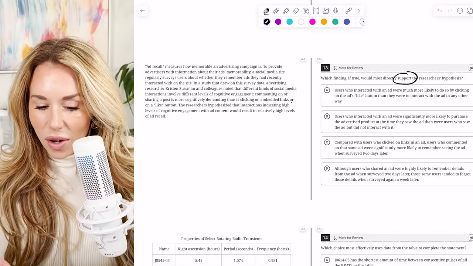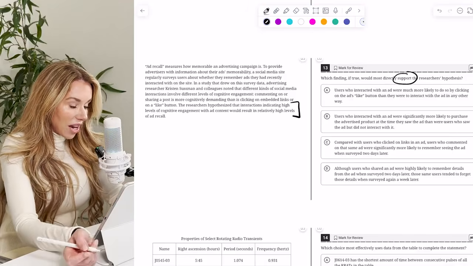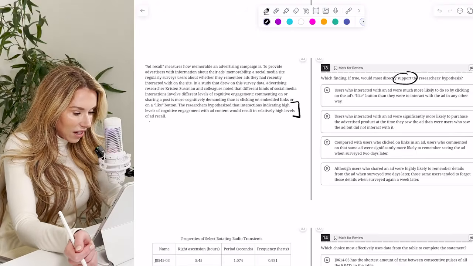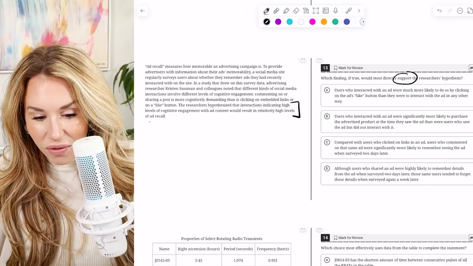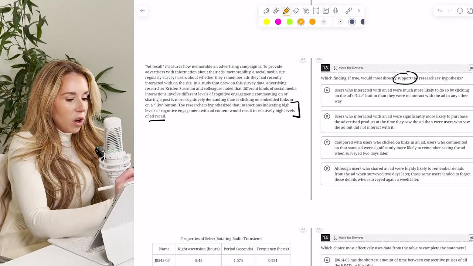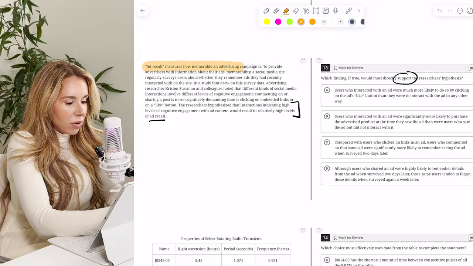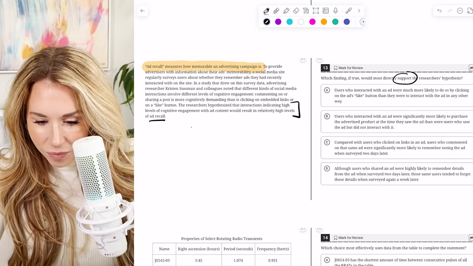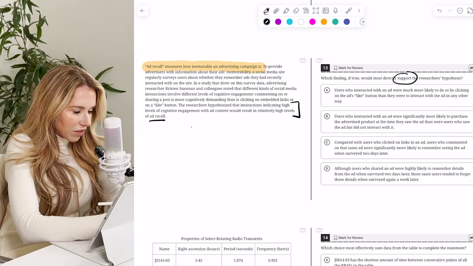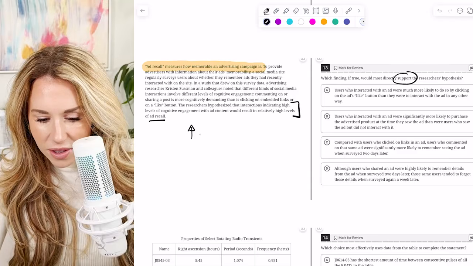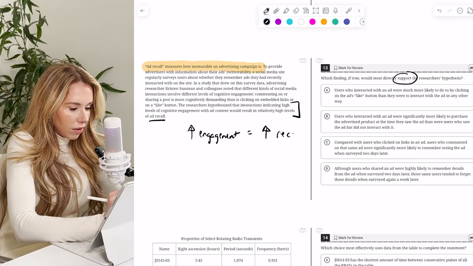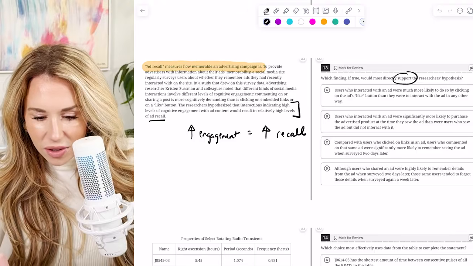Okay. So it says in the last sentence, the researchers hypothesized that interactions indicating high levels of cognitive engagement with ad content would result in relatively high levels of ad recall. What's ad recall? Let's go back up and check. Ad recall measures how memorable an advertising campaign is. So basically, their hypothesis says increased engagement basically equals increased recall. Well, what constitutes ad engagement?